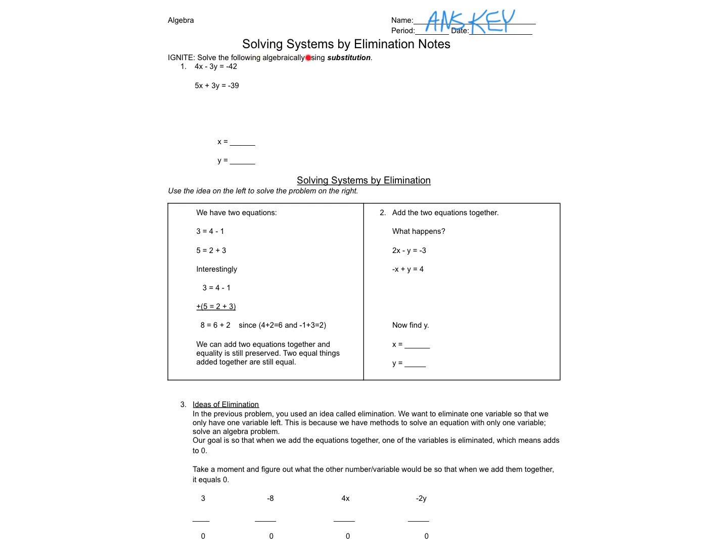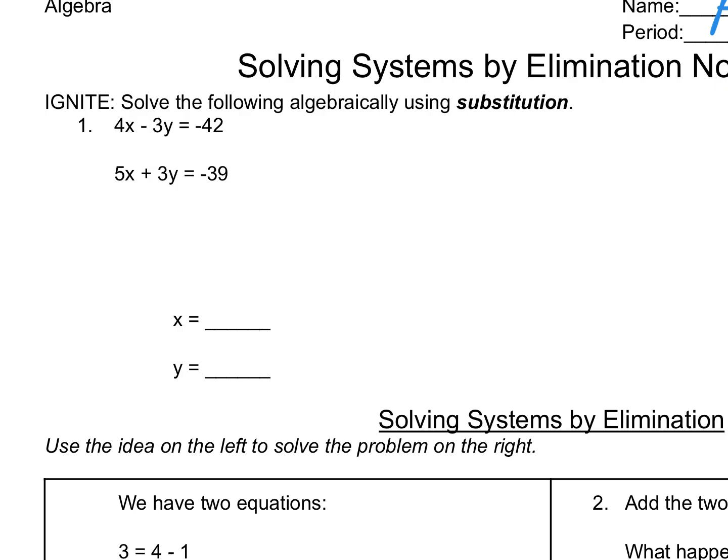This video is going to look at solving a system by elimination. First, let's take a look at the Ignite. We're going to solve the Ignite algebraically using substitution. We have 4x minus 3y equals negative 42, and 5x plus 3y equals negative 39. Take a moment, try to solve that.